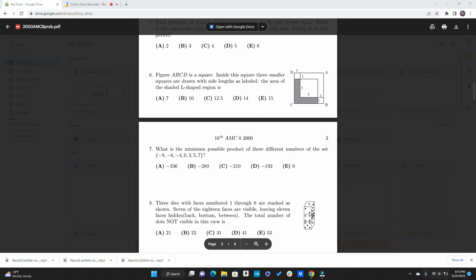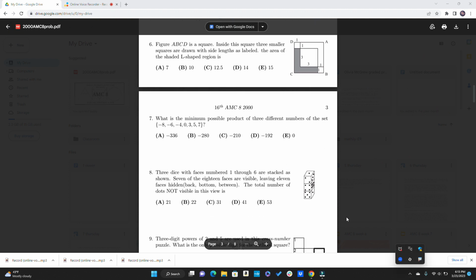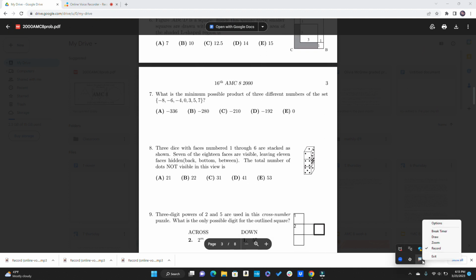So we need to add up the total number of dots that we can't see, right? So we know a die has sides 1 through 6. So on the top die, what numbers do we not see? Well, those would be 4, 5, and 6, because you can see 1, 2, 3. The middle die, we can see 4 and 6, so we can't see 1, 2, 3, or 5. And on the bottom die, we see 1 and 5, so you can't see 2, 3, 4, or 6.